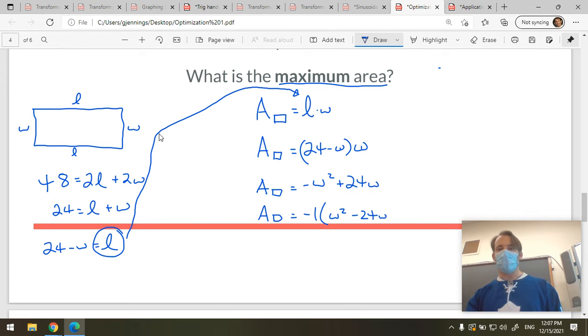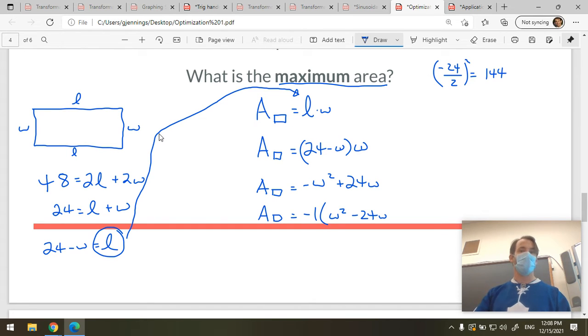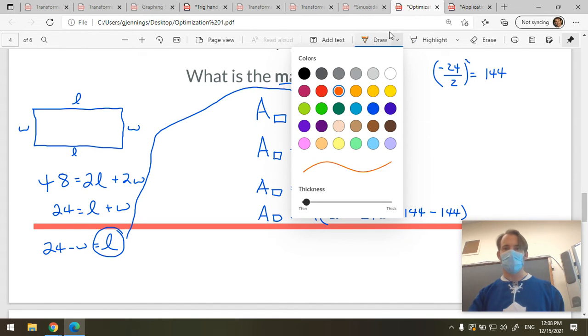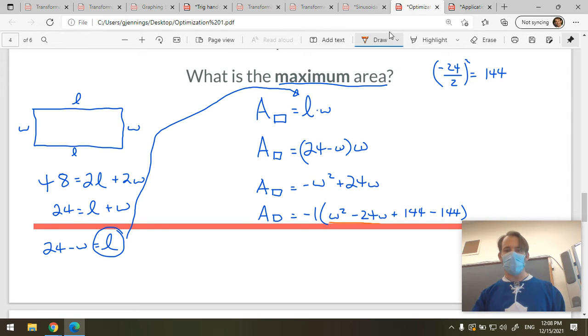Okay? And then I'm going to take negative 24, take half of it, and square it. And that's going to give me 144. Because negative 24 over 2 is negative 12. Negative 12 squared is 144. Hooray! My favorite number. So I'm going to add 144 and subtract 144. Okay? Notice I did both of them in the brackets because I have negative 1 of both of those things. Now this here, oh yeah, highlighting doesn't work in this program because reasons. Okay. This here is my perfect square trinomial.